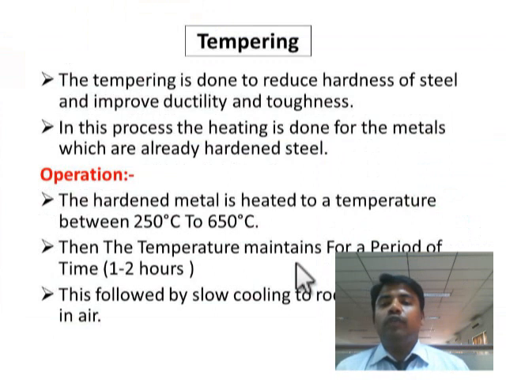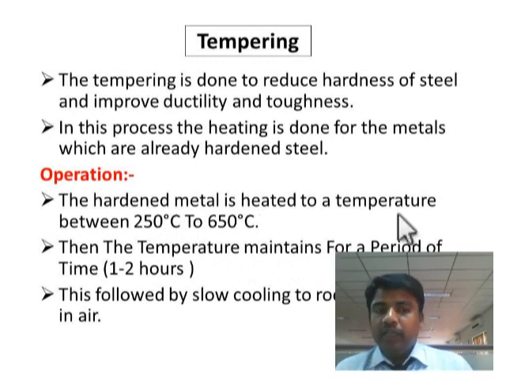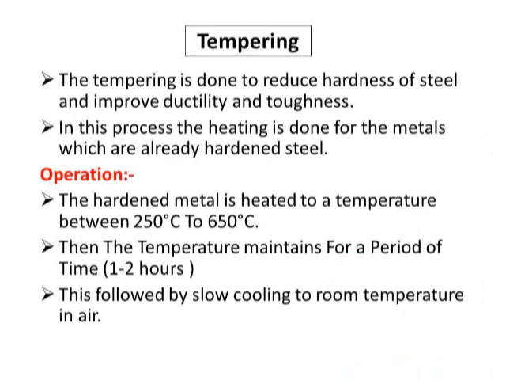Okay, the tempering process. If you go for the quenching process, the material becomes hard, but it also becomes brittle. So we have to remove the brittleness, and for that we go for the tempering process. Here the material is heated to 250 to 650 degrees Celsius, then maintained for a certain period, then we go for slow cooling. This we call tempering. First, you heat the already quenched metal to 250 to 650 degrees Celsius, then maintain the temperature for a certain period, then go for the slow cooling process.